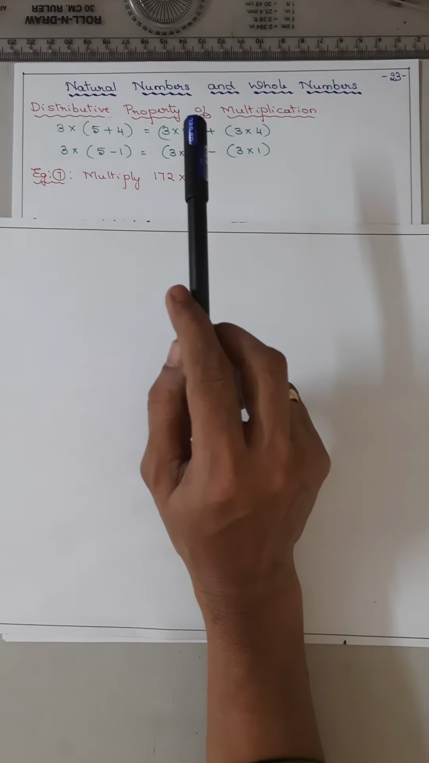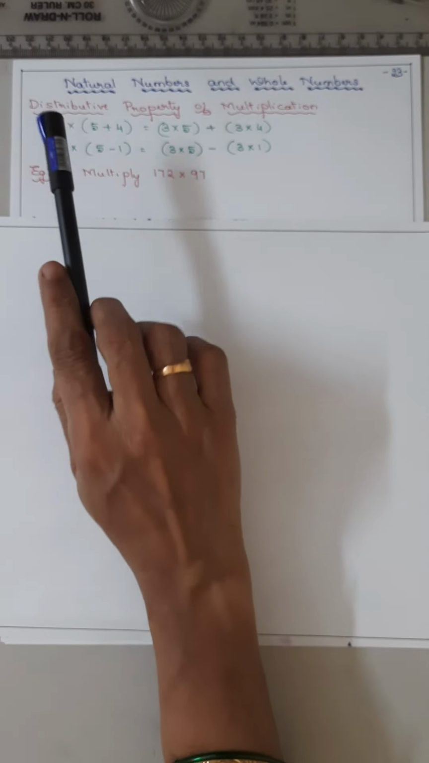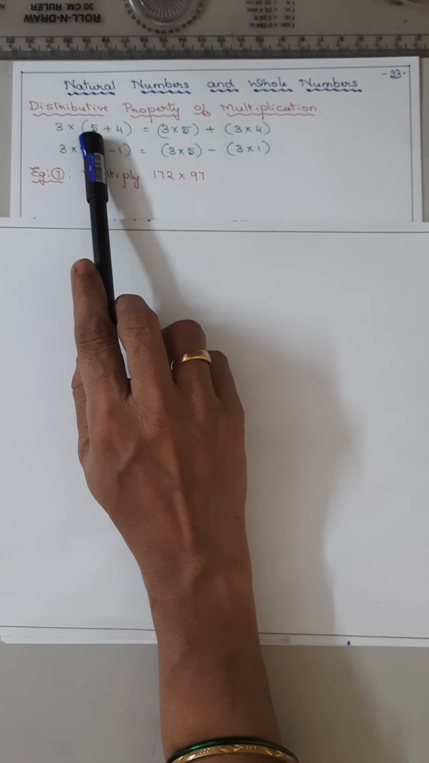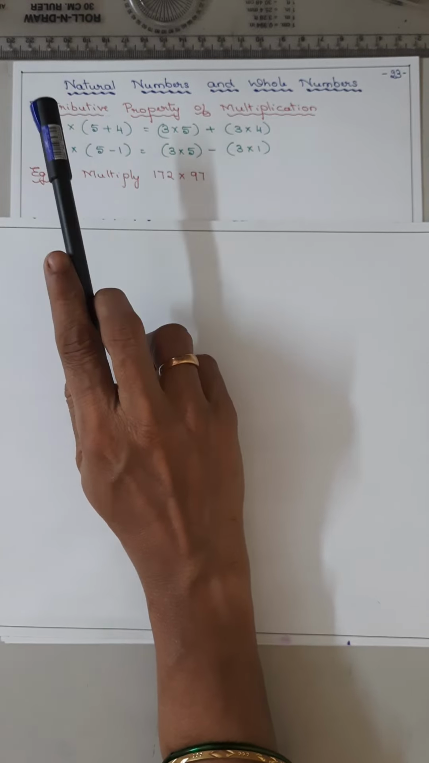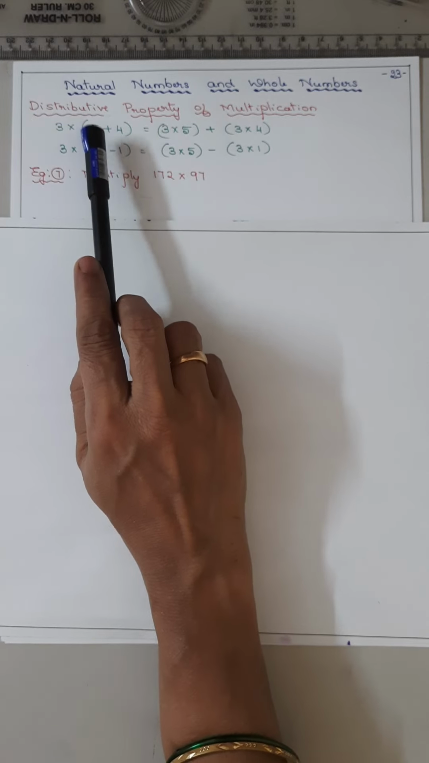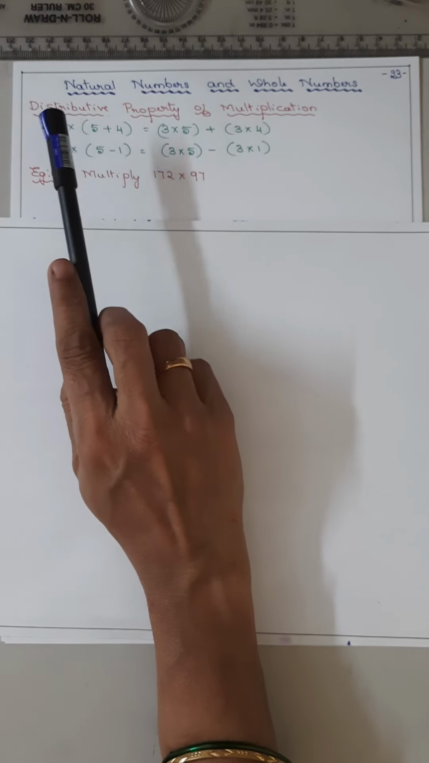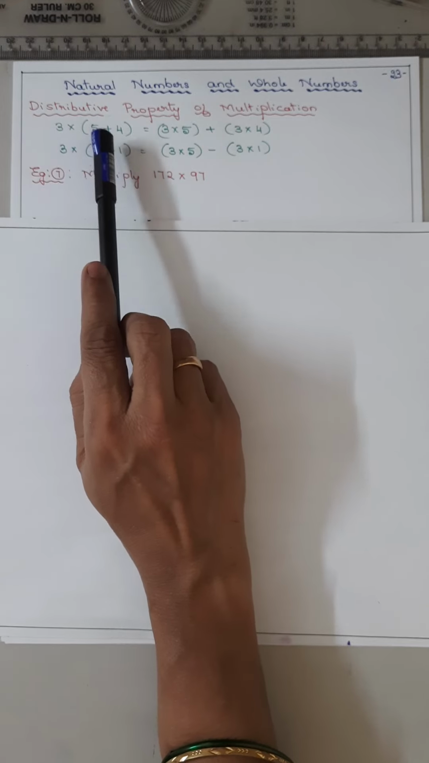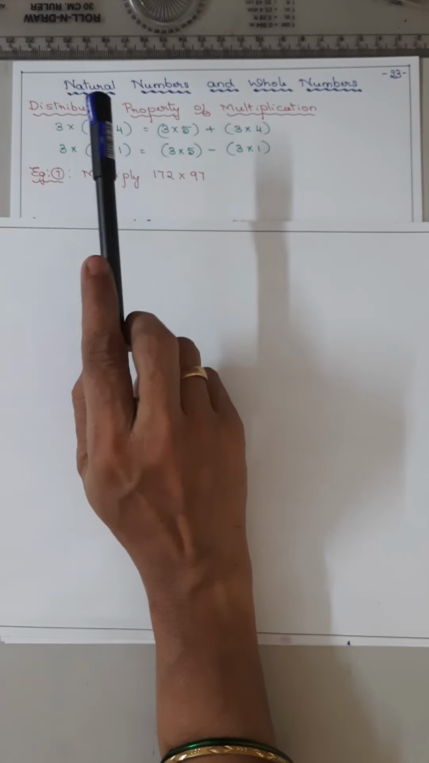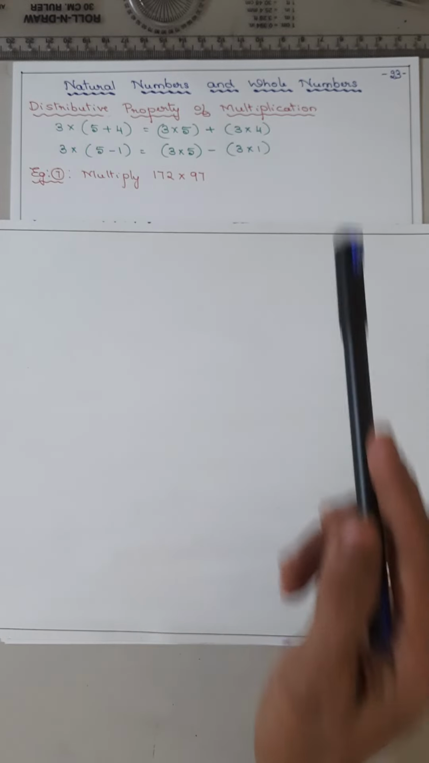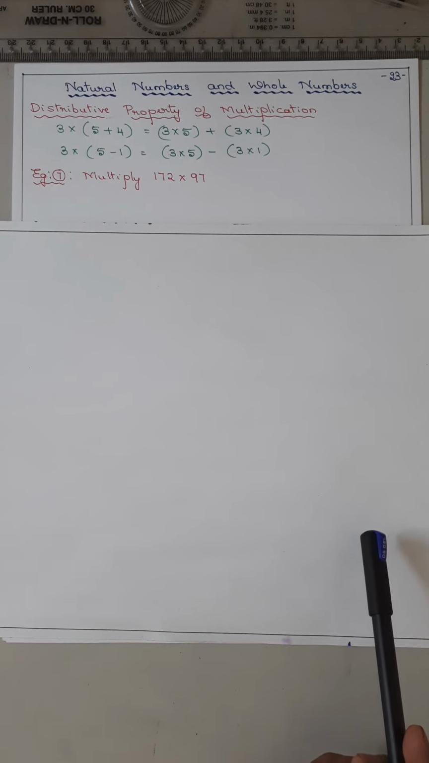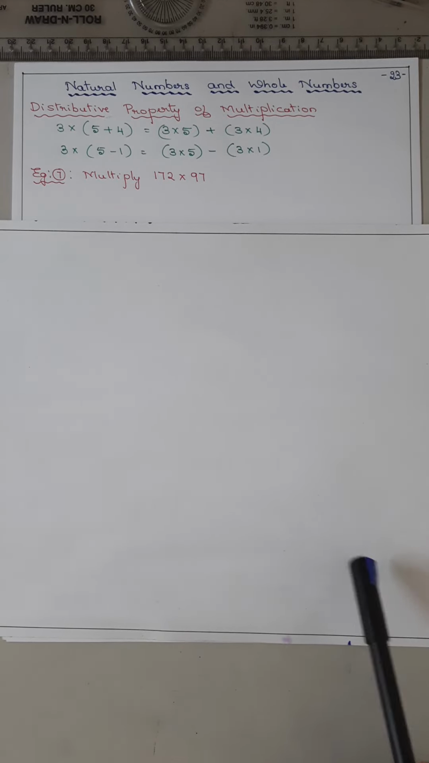Okay, so what is the rule here? 3 is common for both the numbers inside the bracket. So 3 is common for 5 and for 4. That is why 3 into 5 plus 3 into 4, and 3 into 5 minus 3 into 1. Now apply this property for the sums. In the sums, how?